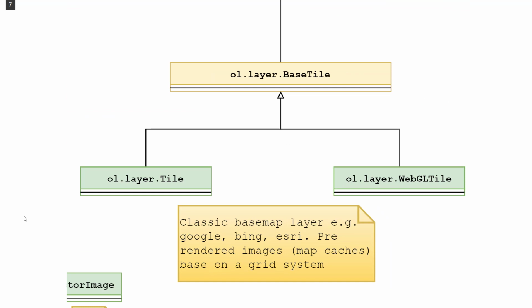Now if we go over here, we also have the concept of tiled layers. These would still be raster layers, but they're pre-chopped up into chunks. These are the classic, what I call Google, Bing, and Esri base maps. Pre-rendered images, map caches is a term on the Esri side, but there's some sort of grid system that chops it up. A lot of people use the Google Maps quad tree Web Mercator grid system to chop the images, but these would be raster.